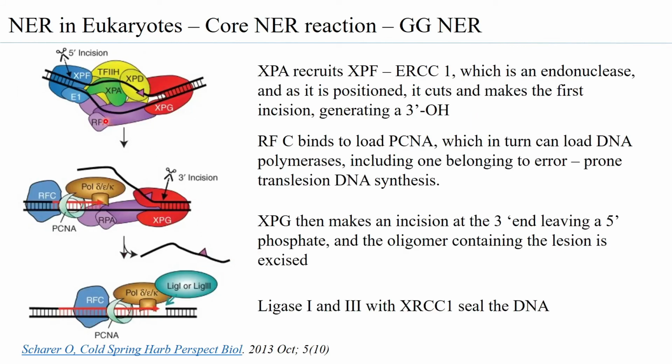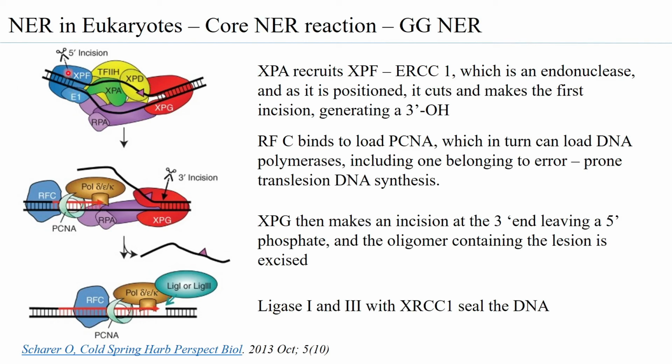Now, once you have the pre-incision complex formed, TFIIH, or rather XPA, now recruits the second endonuclease, which is the XPF-ERCC1 complex. On binding of the XPF-ERCC1 complex to XPA, it is positioned to the 5' side of the lesion. So it makes a cut, and on making the cut, it leaves the 3' OH free over here. This is strategic.